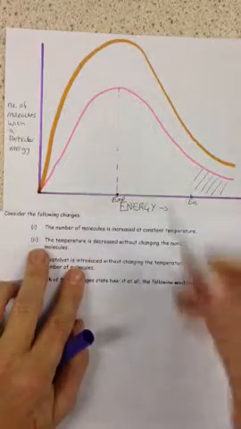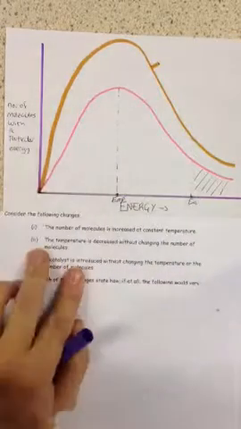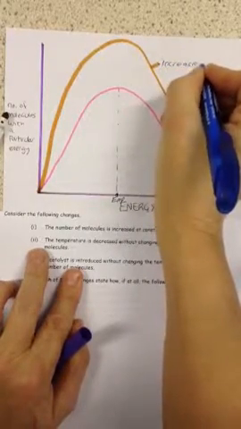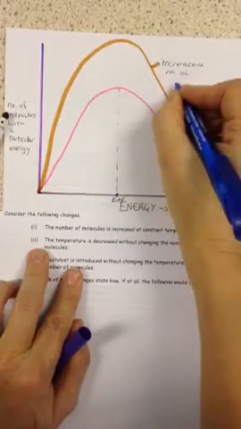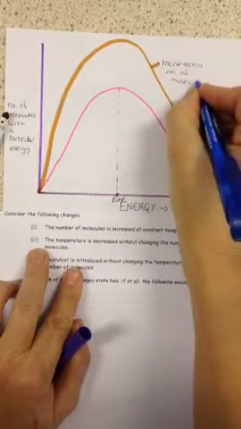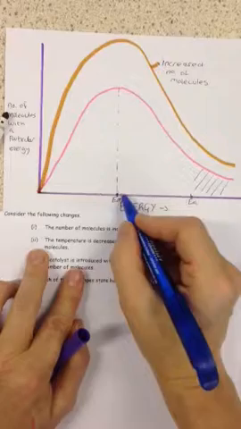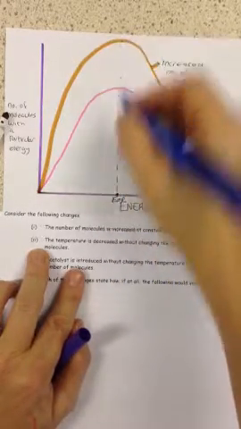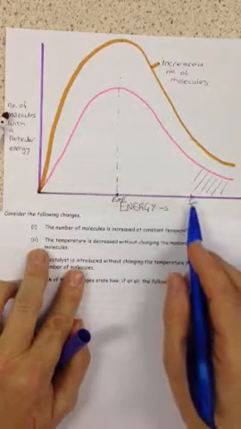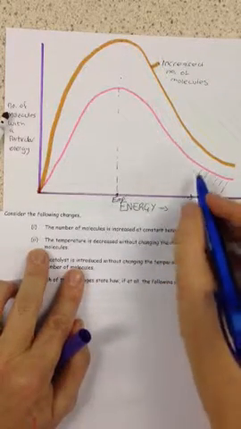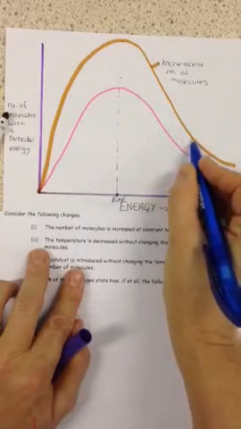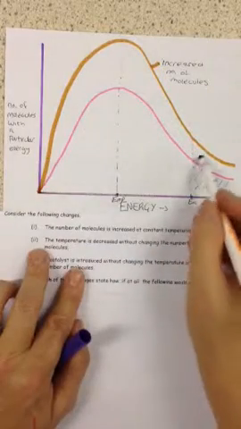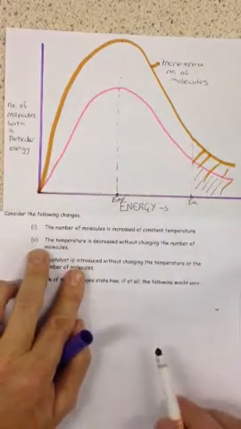Now, what you can see if you increase the number of molecules, let's just label that, increased number of molecules, you have not changed the temperature, so the mean probable energy of those molecules is not going to change. You can also see here that the number of molecules with energy greater than the activation energy needed for a successful collision has now increased.